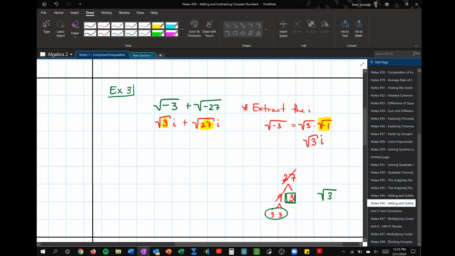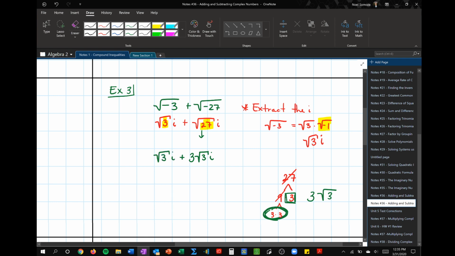The pair of 3's, right, the ones we were able to group. If you get a pair of 3's, then you get to write one 3 on the outside. Okay, so that becomes 3 root 3. Okay, now that means that the square root of 27 actually represents 3 root 3 i. Okay, I get to bring down the other root 3 i.